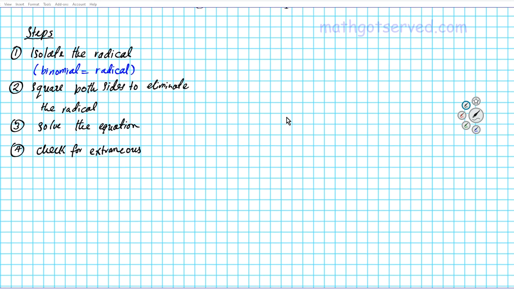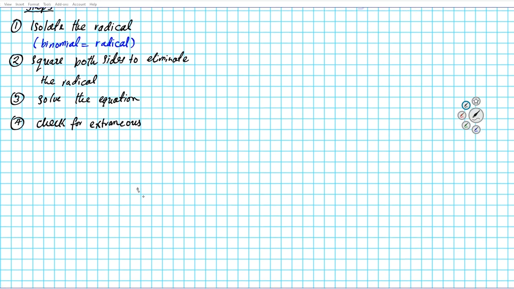All right, so let's go ahead and take a look at the example that we're going to be doing. Instructions are for us to solve for x. So for number one, let's say we have the radical equation x equals the square root of 57 minus 4x, plus 3. Let's go ahead and rewrite the problem. We have x equals the square root of 57 minus 4x, plus 3. So the first step involves isolating the radical.